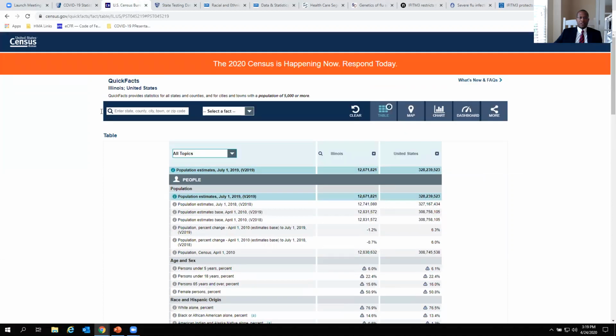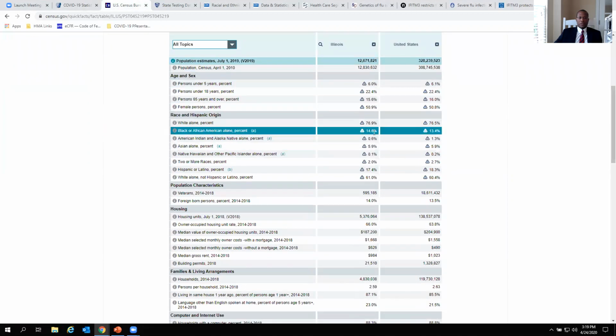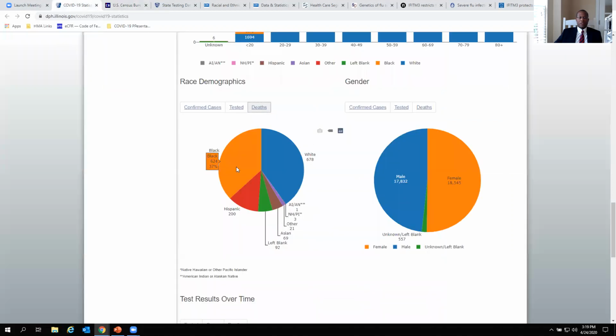Just quick facts from the US Census Bureau. Blacks represent just 15% of the population, yet in Illinois they account for 37% of deaths. That's well over twice as much as their share. Whites, who make up three-quarters of the population in Illinois as in the nation as a whole, account for 40% of deaths.